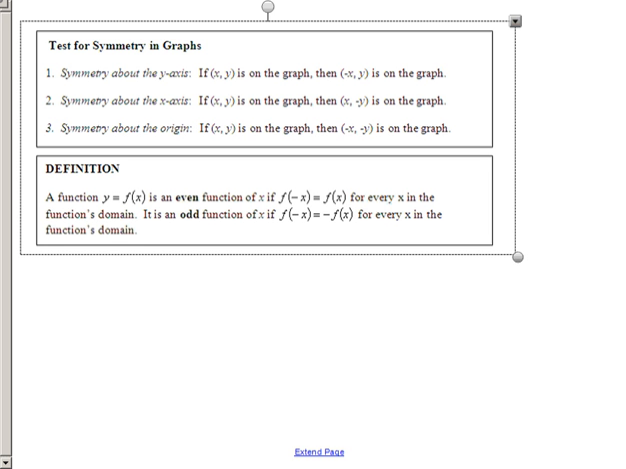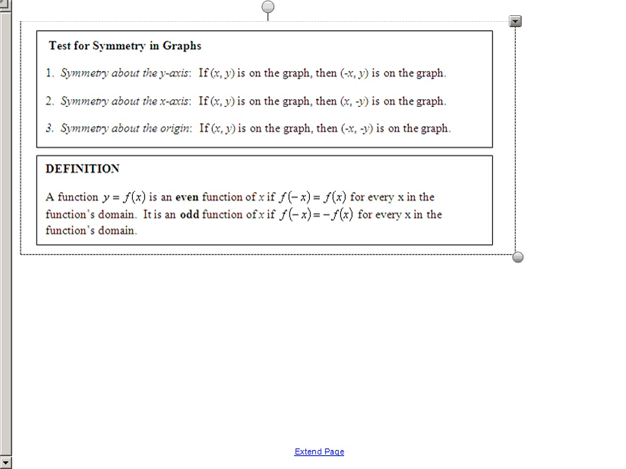Another thing that we need to do is test for symmetry. In order to test for symmetry for graphs, there are a number of different ways that you can look at it. One way is to test symmetry about the y-axis. If x comma y is on the graph, then negative x, y is on the graph. So if you think about it, if something is symmetric about the y-axis, that means it cannot be a function. Let me take that back. Okay, if something's symmetrical about the y-axis, it may or may not be a function, but it can be a function.